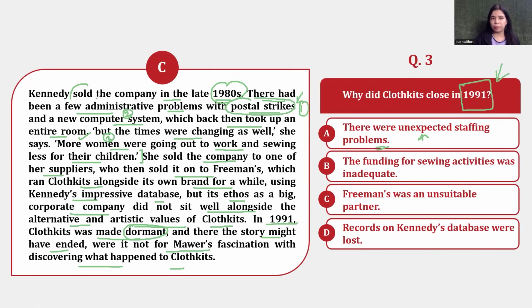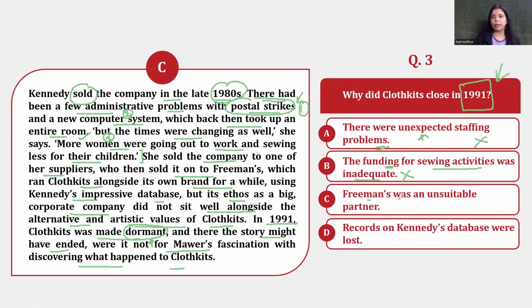She sold the company. The company was made dormant in 1991. We need to see why. So A does not stand a chance because this was a problem that she was facing in the 1980s. B, the funding for sewing activities was inadequate. Not at all. They are not saying any such thing about inadequate funding, so this can also be eliminated.